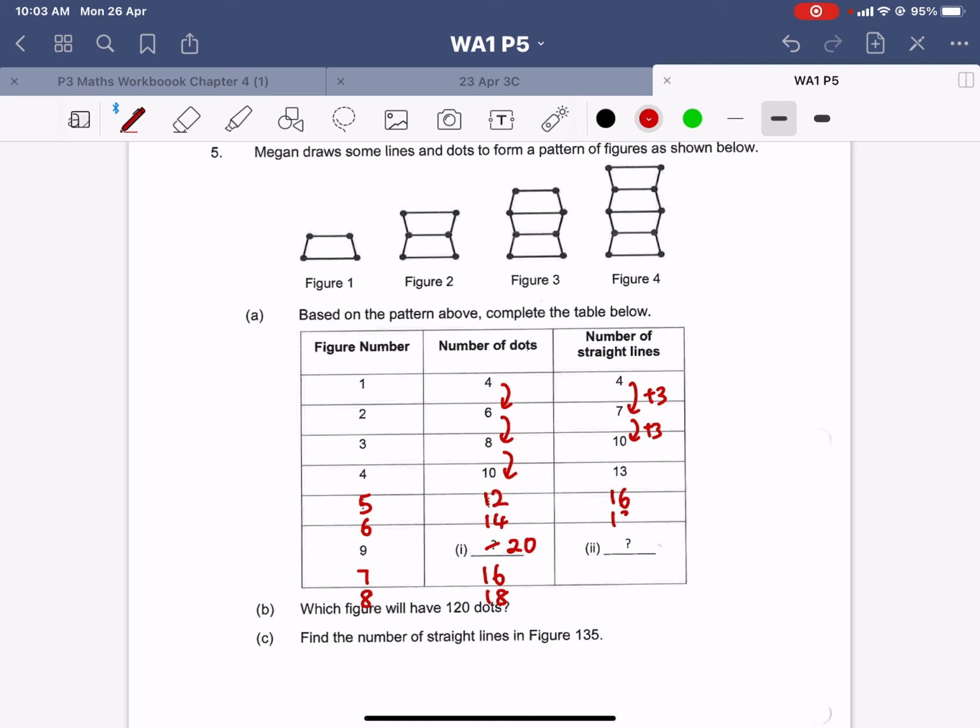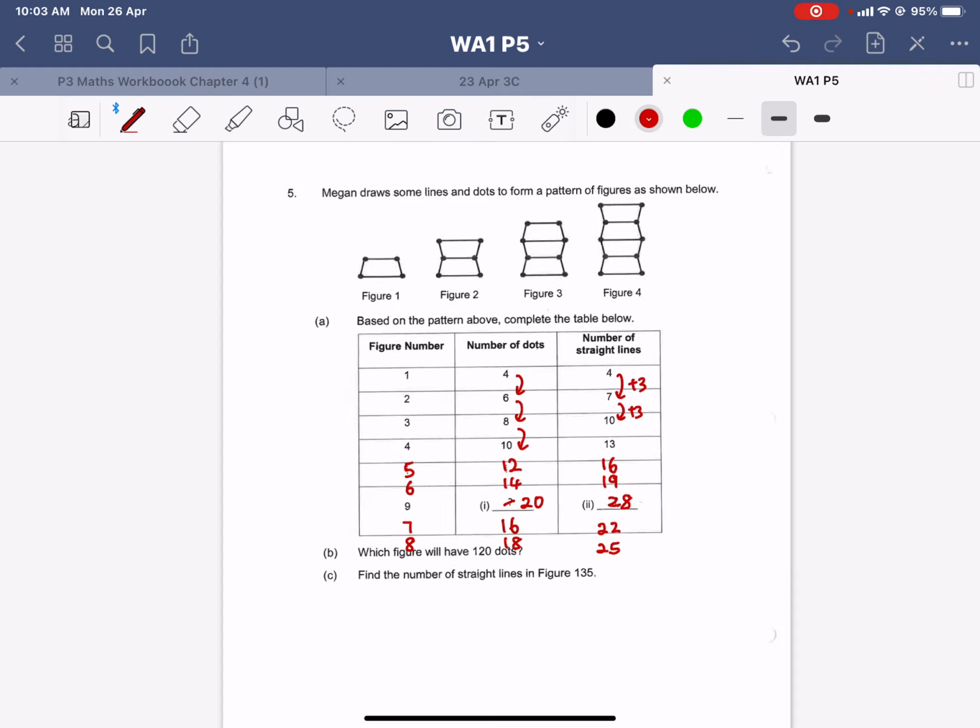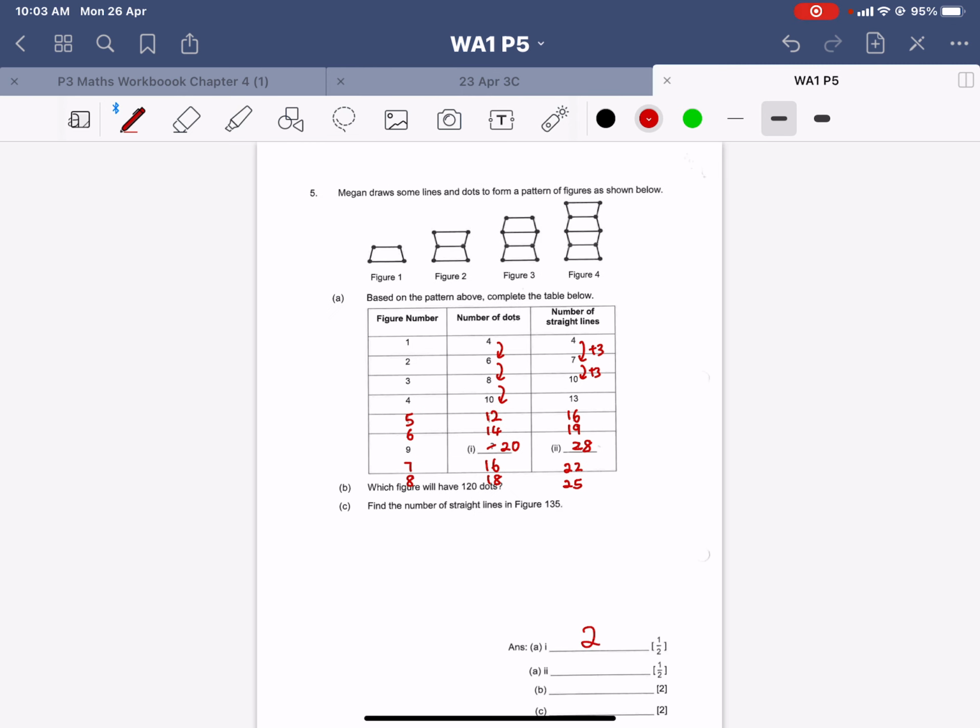The next one will be 19. The next one is 22. The next one is 25. And then, of course, the last one, figure 9, is 28. So we got it, 20 and 28. So it's just listing out.